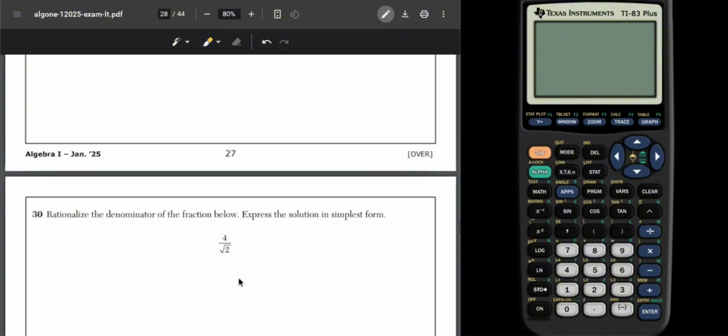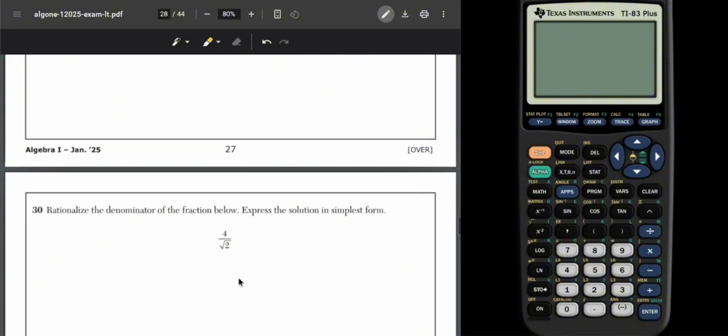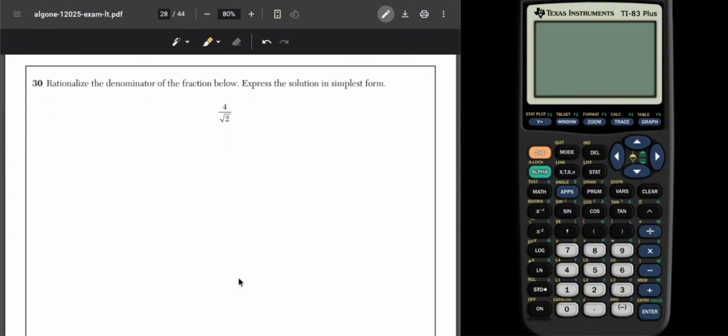Question 30 says, rationalize the denominator of the fraction below. Express the solution in simplest form. Please do not forget to express your solution in simplest form. So when it says rationalize, I'm trying to remove my radical away from my denominator. So how am I going to do that?